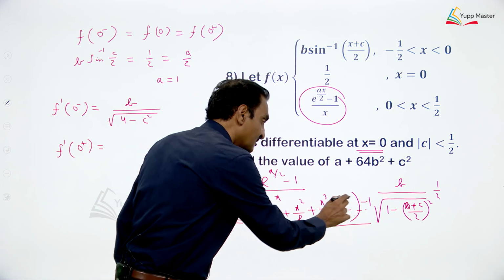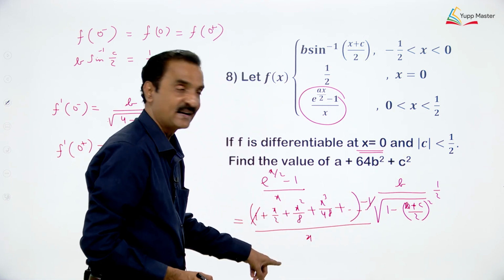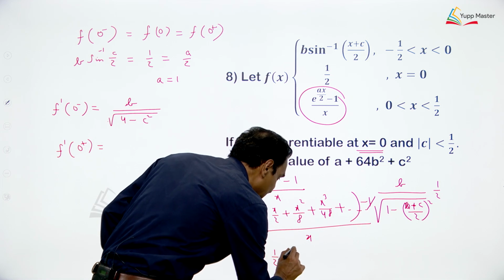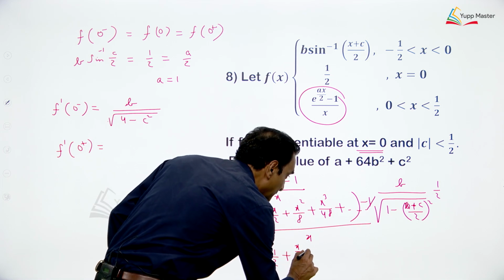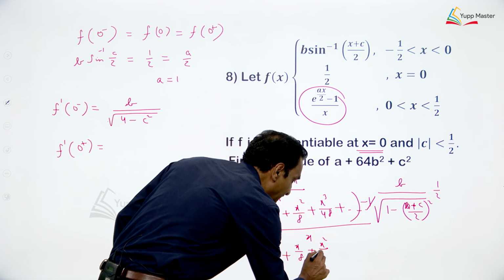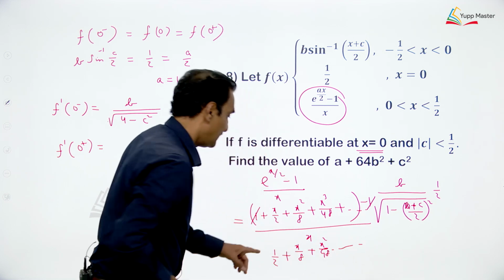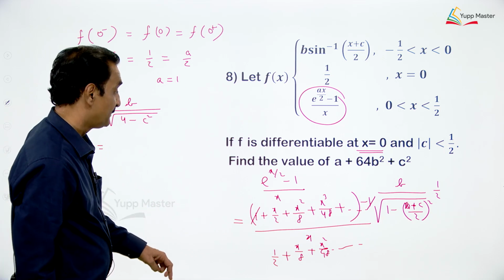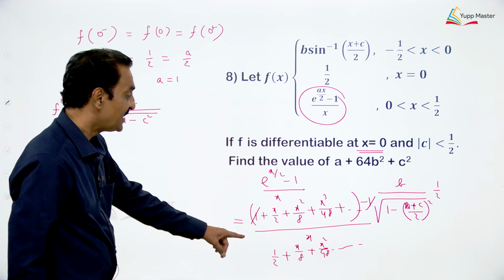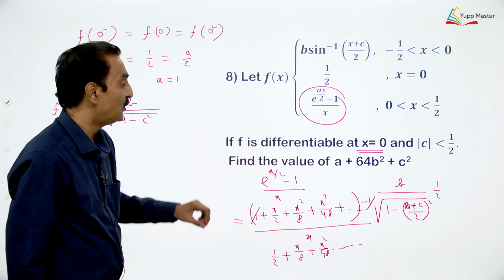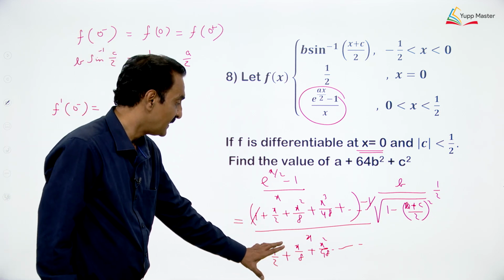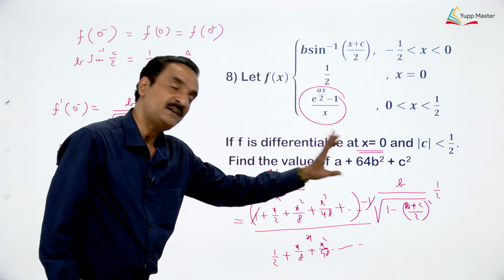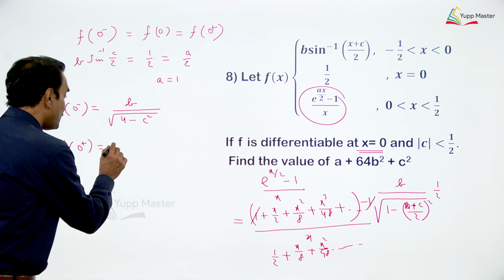So cancel 1, cancel x, you will get 1 by 2 plus x by 8 plus x square by 48 and so on. Now if you differentiate and put x is equal to 0, what will you get? Derivative of 1 by 2 is 0, derivative of x by 8 is 1 by 8 and remaining terms will be 0. So we are going to get 1 by 8.